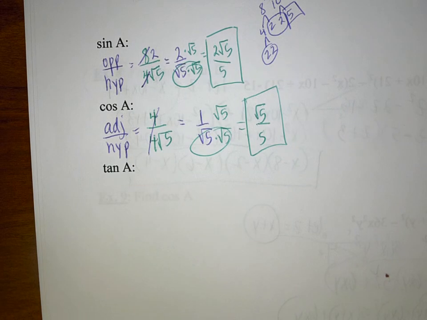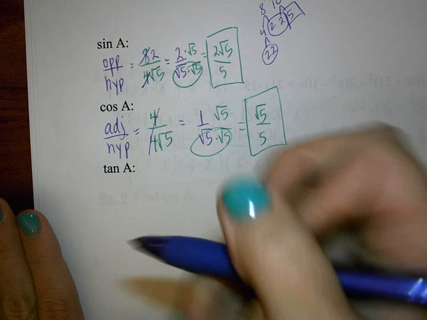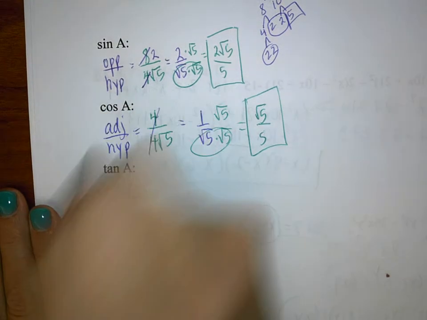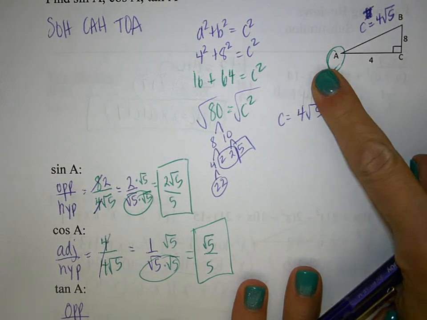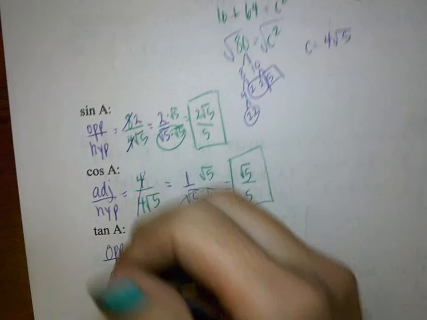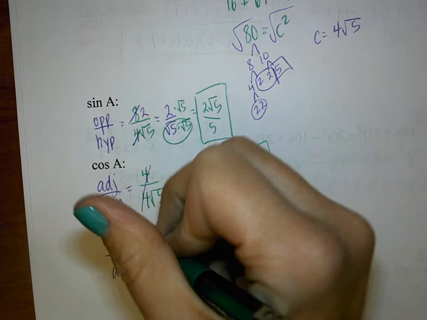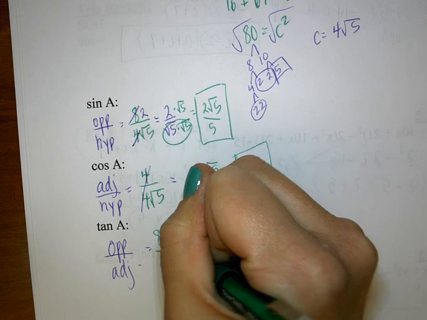All right, last one. Tangent of A. Did you guys already get that? What is your answer? 2. Tangent means opposite over adjacent. Opposite to A is 8. Adjacent is 4, and that reduces to 2.